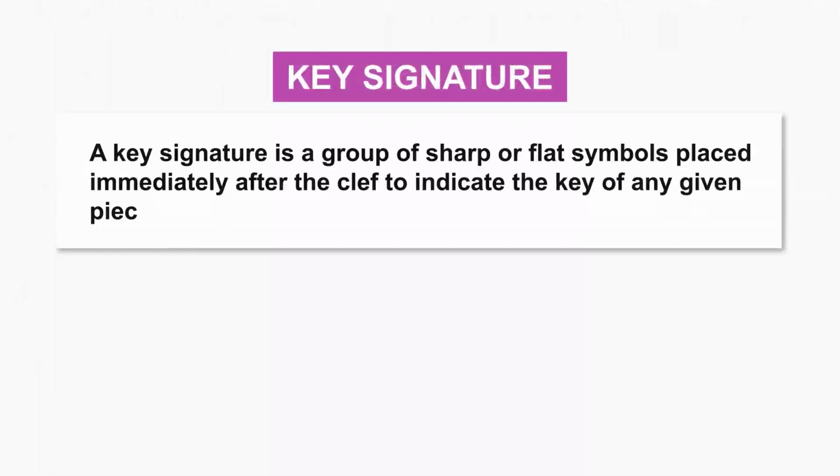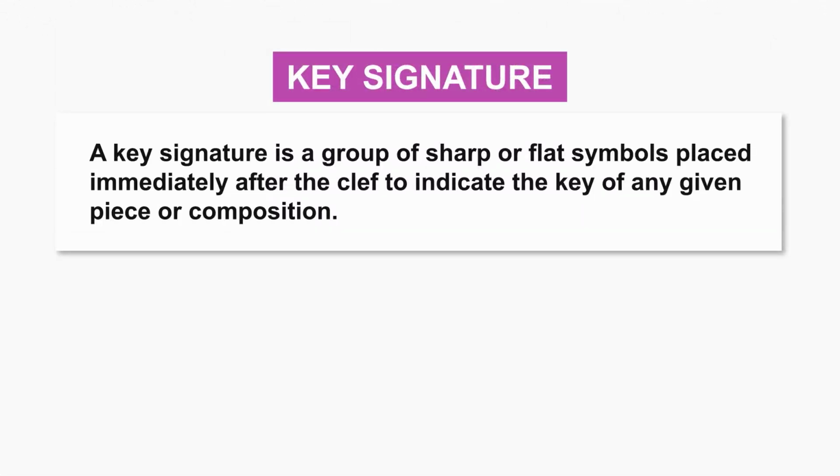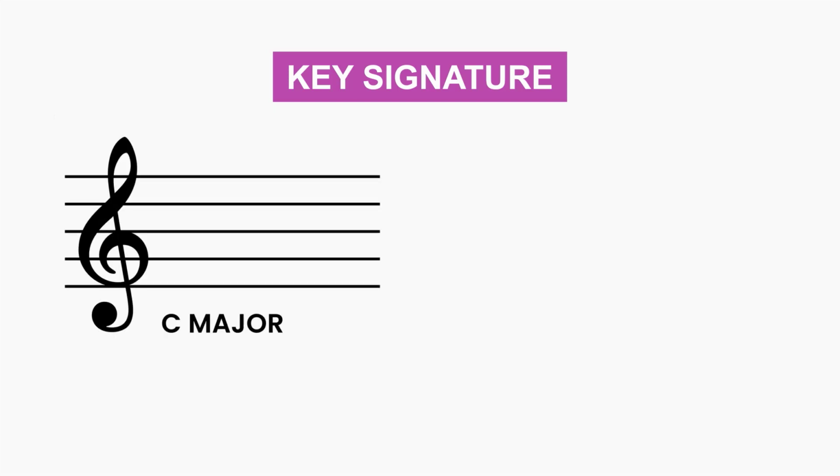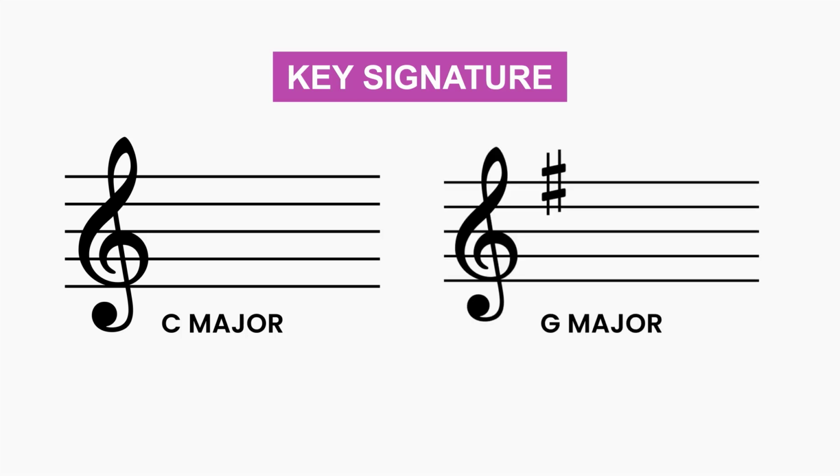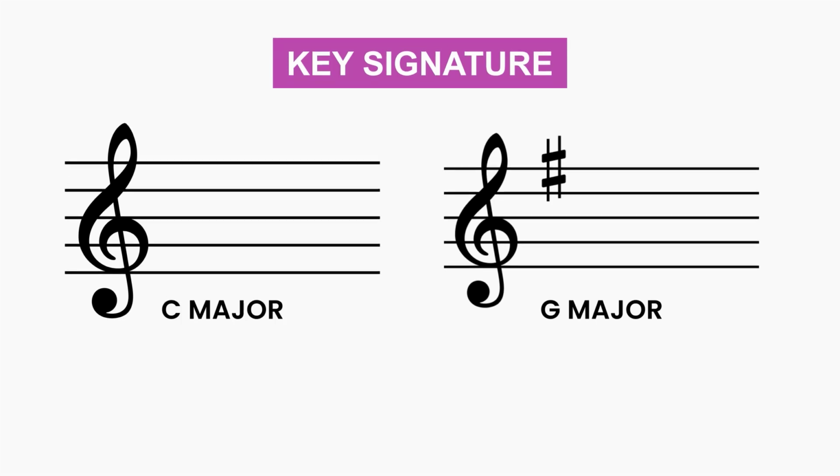A key signature is a group of sharp or flat symbols placed immediately after the clef to indicate the key of any given piece or composition. C major has no sharp, no flat. G major has 1 sharp, that is F sharp.